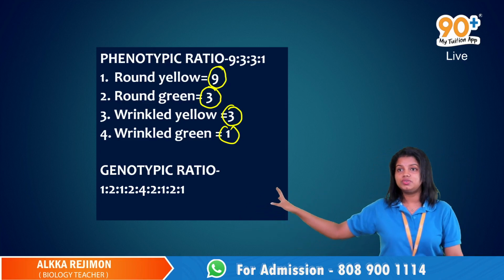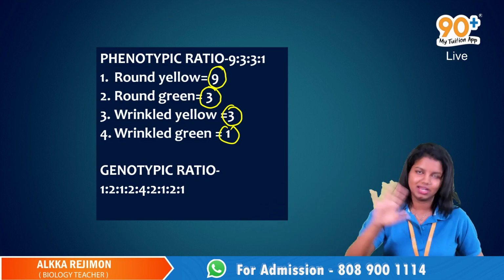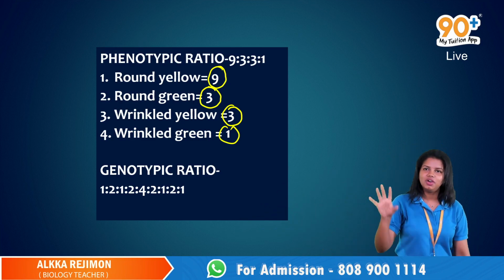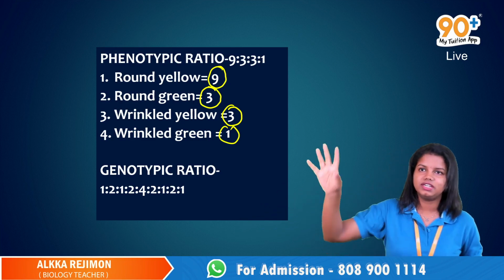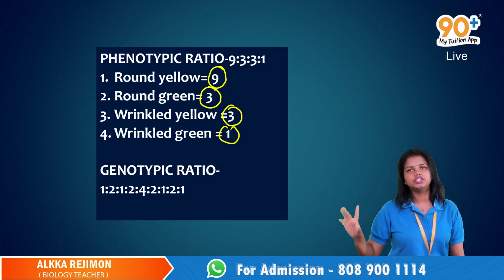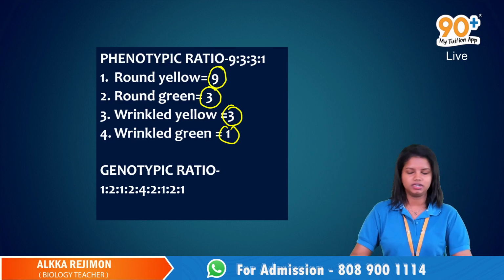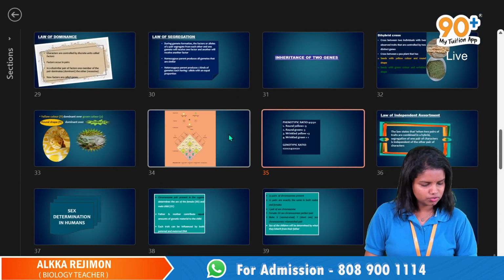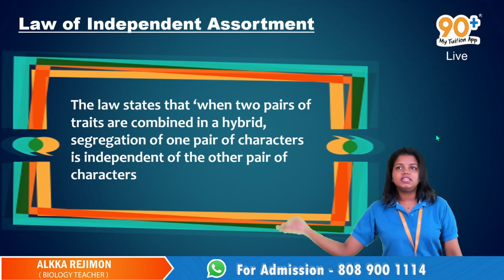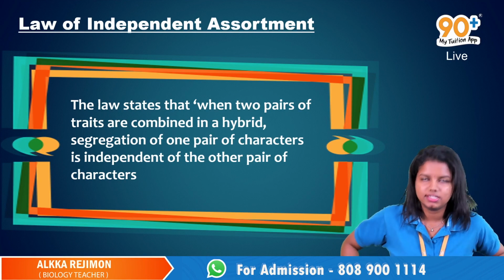1:2:1:2:4:2:1:2:1. That is the genotypic ratio. And alongside the genotypic ratio, you have this 9:3:3:1 phenotypic ratio. That is very important, and a lot of questions have been asked from this part, on dihybrid and monohybrid cross. And you can see the last law of inheritance, that is the law of independent assortment.